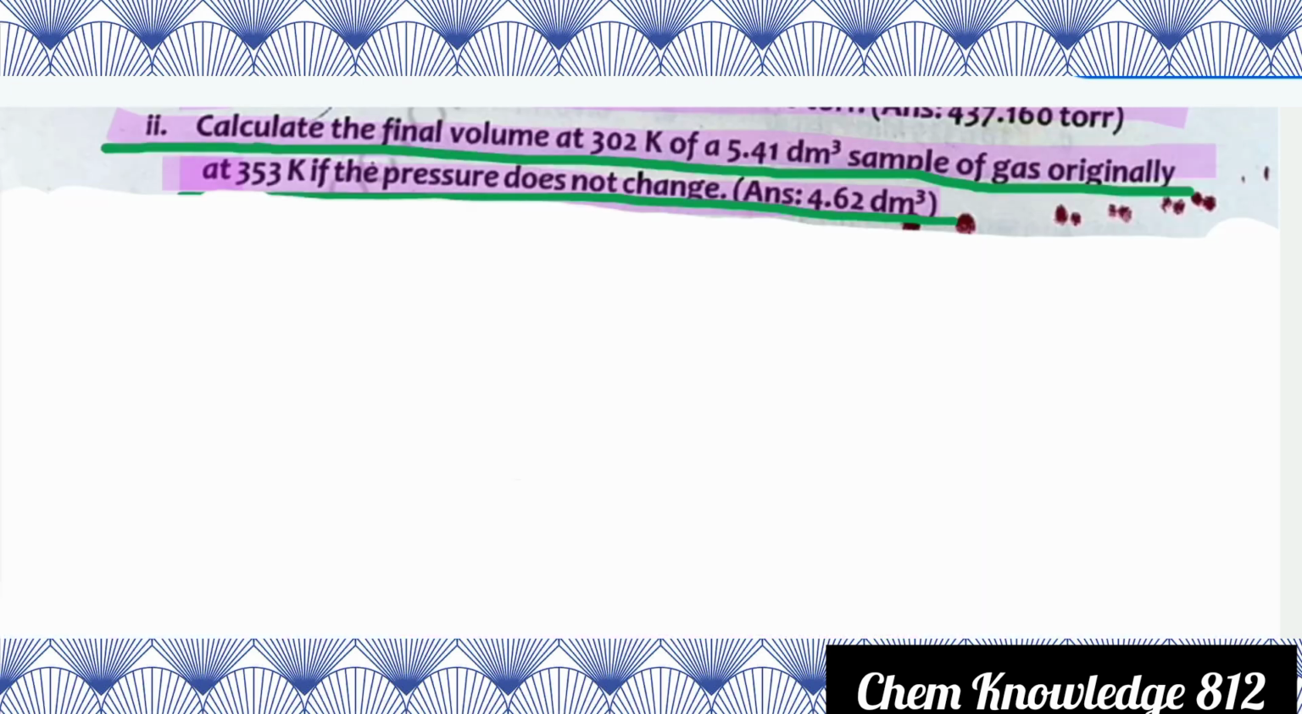Now, in this question, we are going to determine the final volume. For example, we have final volume V2 unknown at 302 degree Kelvin of a 5.41 cubic decimeter sample of a gas originally.